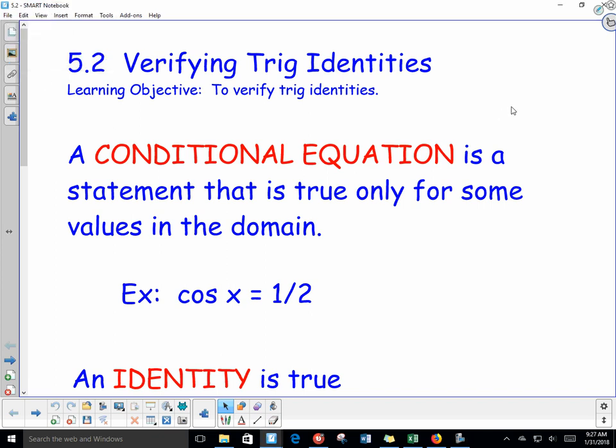We are looking at section 5.2 on verifying trig identities. Your learning objective is to verify trigonometric identities. A conditional equation is a statement that is true only for some values in the domain.